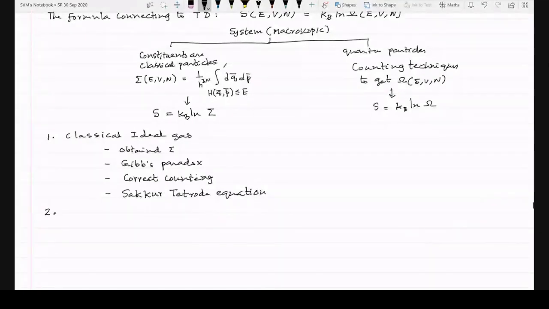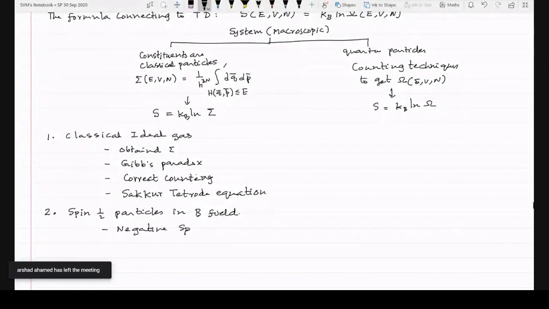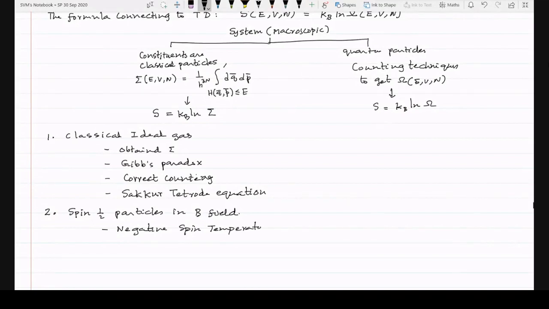The second application we tried to do was spin half particles in a magnetic field, and there we understood what is called the concept of negative spin temperature, and looked at the Schottky anomaly.